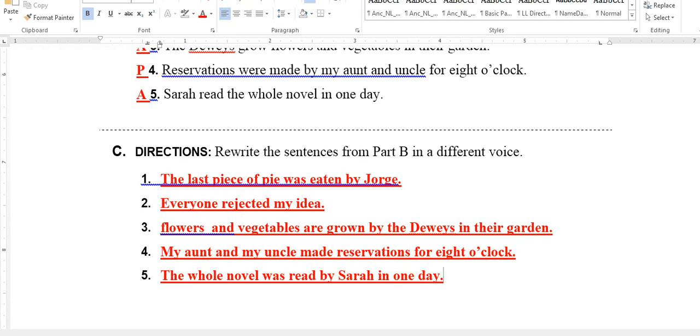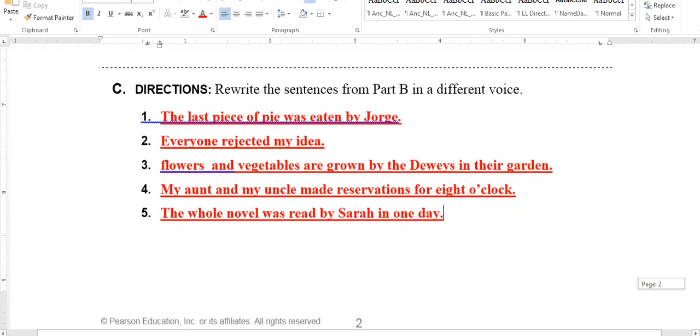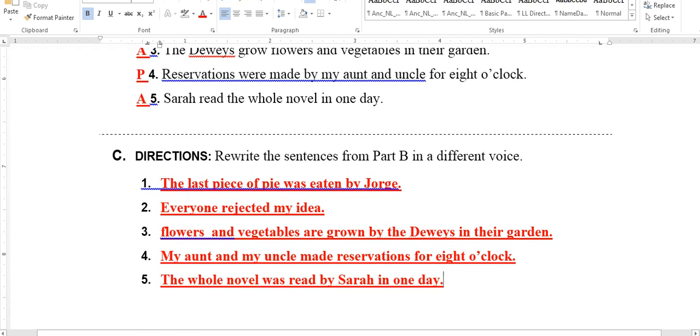Fine. I hope that doing this exercise was helpful for you and it helped you to understand the passive voice and the active voice, how to transform each one of them to the other one, how to detect whether a sentence is active or passive, and when to use the active and when to use the passive.